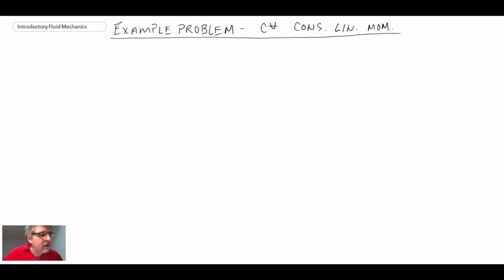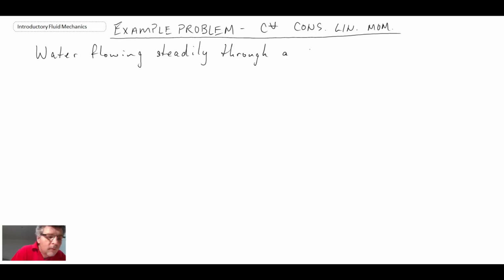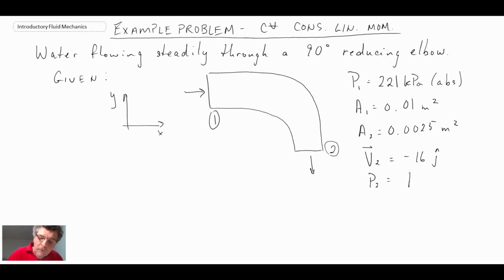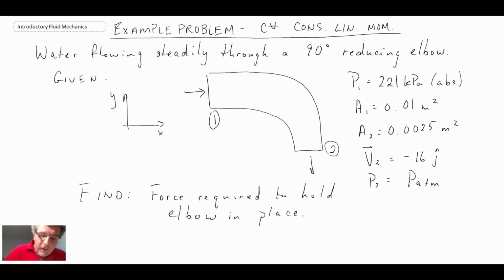Okay, we're now going to look at an example problem involving control volume, application of conservation of linear momentum. What I'll begin by doing is writing out the problem statement. Okay, so there's the problem statement.